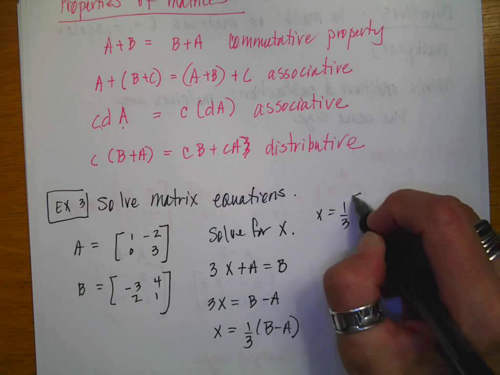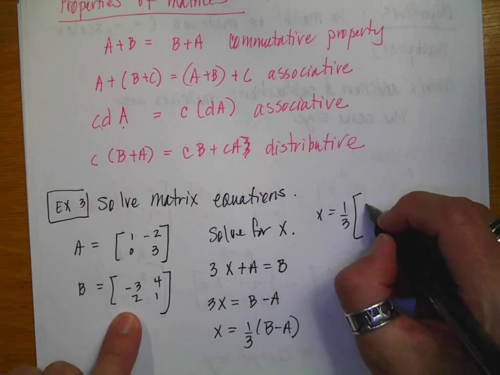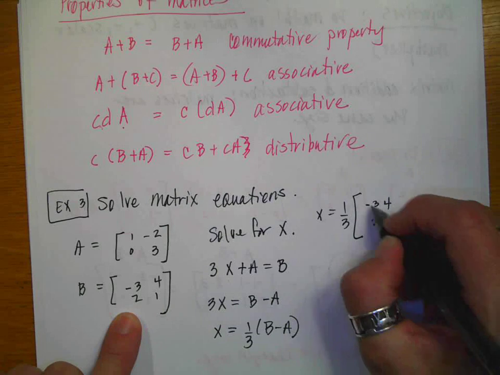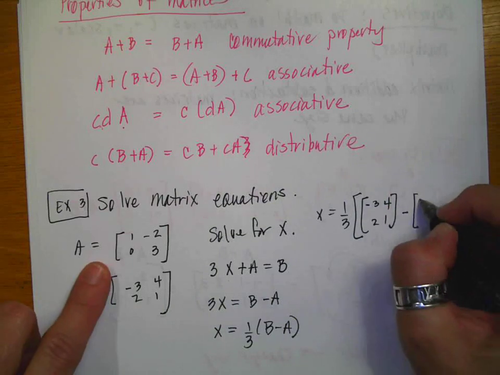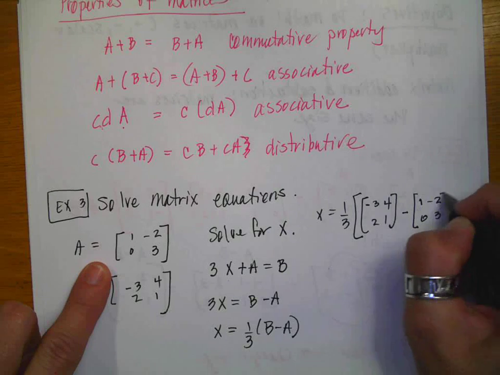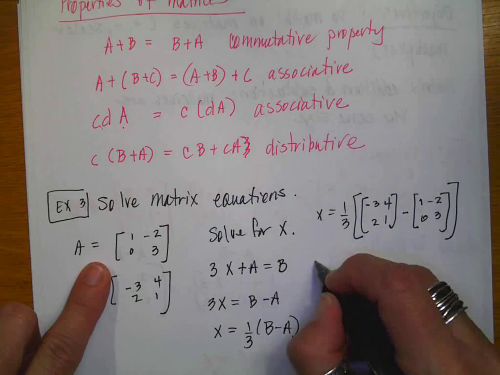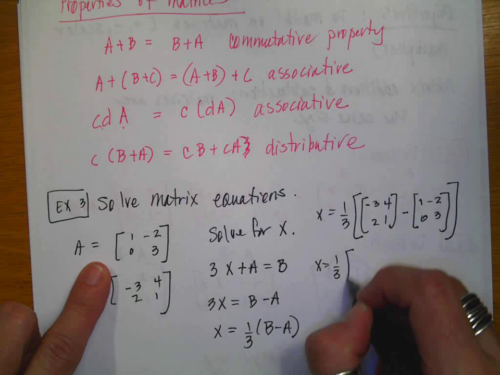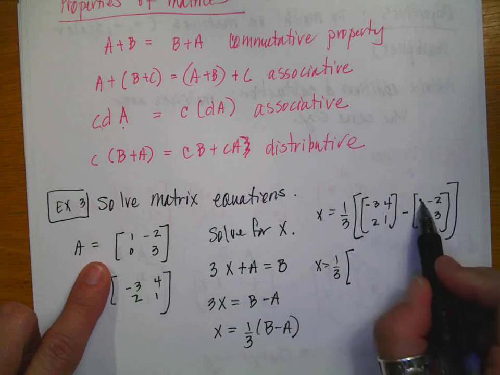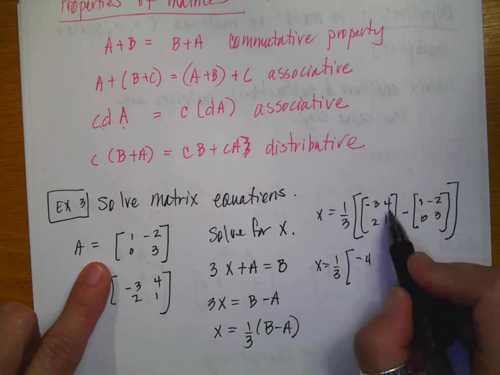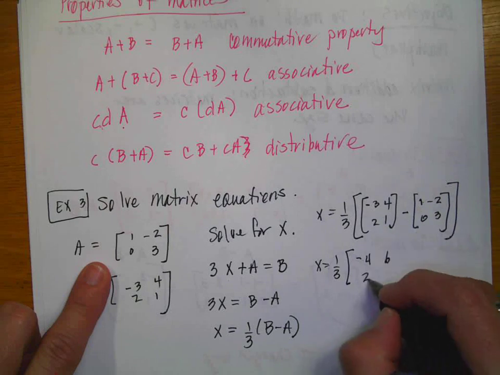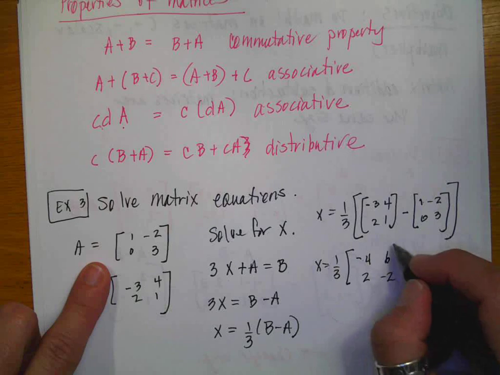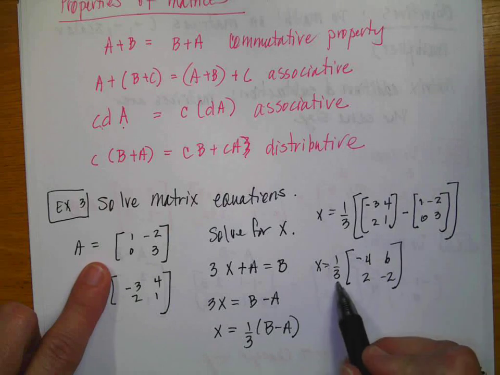So x is going to equal 1/3, and then I'm going to write B, so negative 3, 4, 2, 1, minus matrix A, which is 1, negative 2, 0, 3. And because I have nested parentheses, I'm going to do the math on the inside first. A negative 3 minus 1 is a negative 4. 4 plus 2 is 6. 2 minus 0 is 2, and 1 minus 3 is a negative 2.